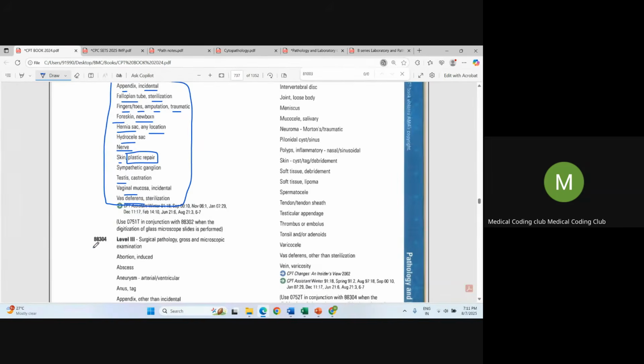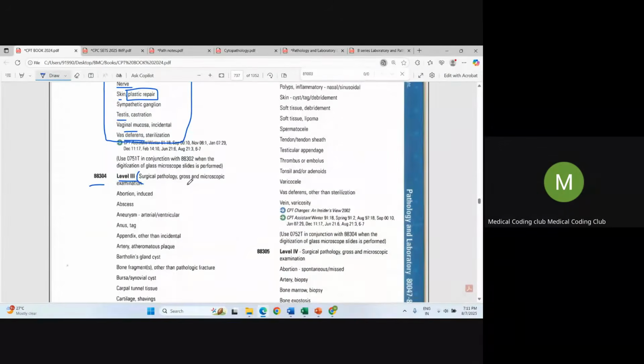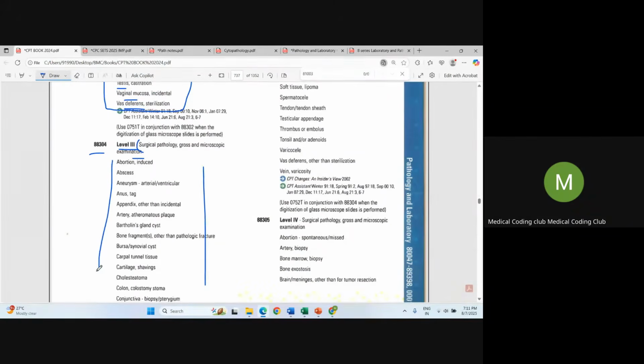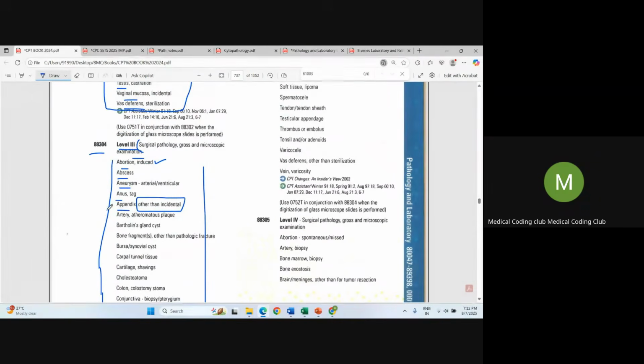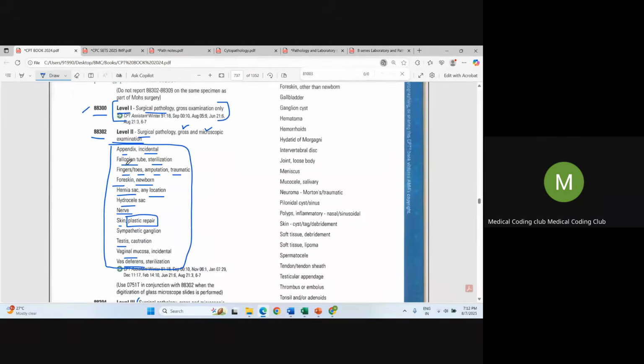Okay, so if you take an example, 88304, here it is level 3. It says surgical pathology, gross and microscopic examination. Here the specimens you can see: abortion induced, abscess, aneurysm, anus, appendix other than incidental. So you have the specimen appendix here. Under 88304 you have appendix as a specimen, and under 88302 also you have the appendix specimen.